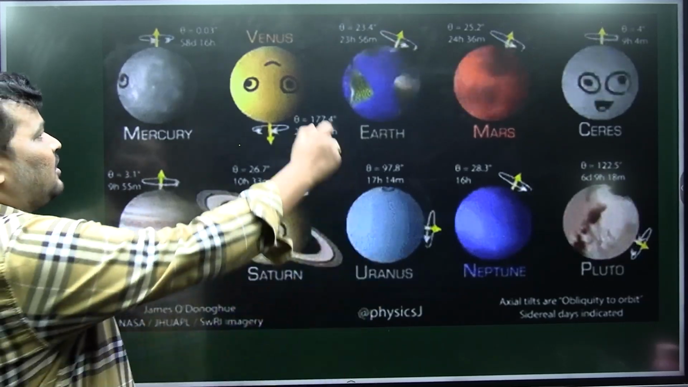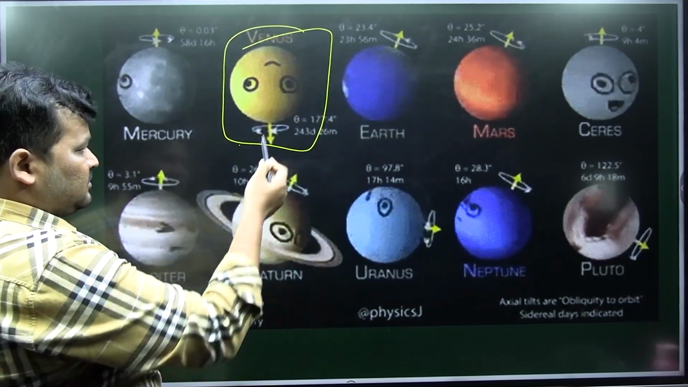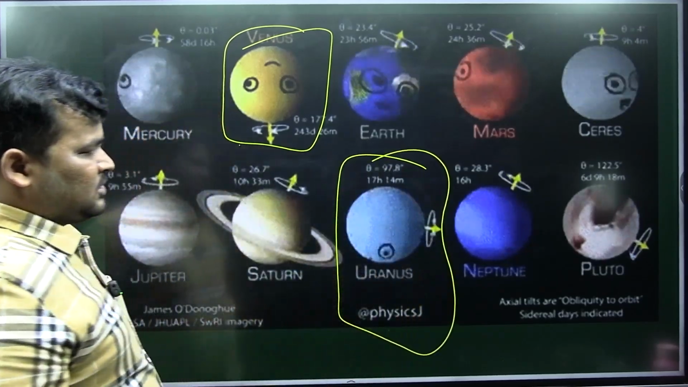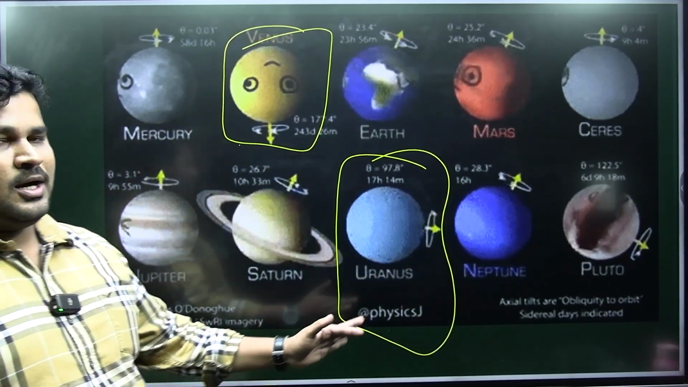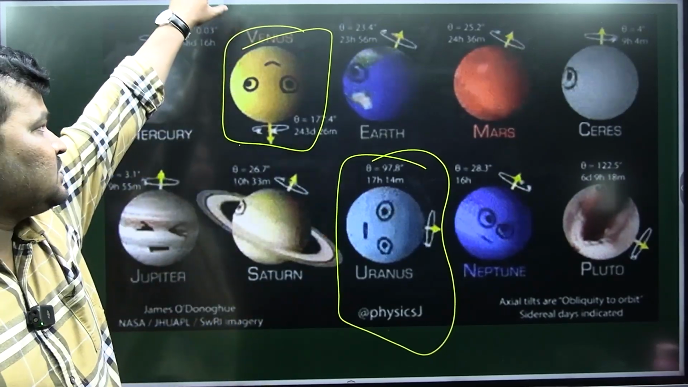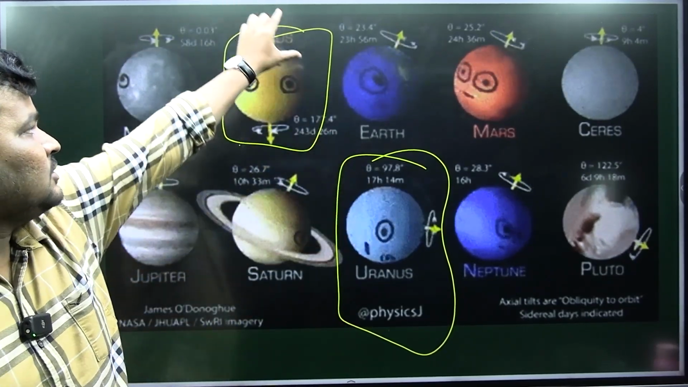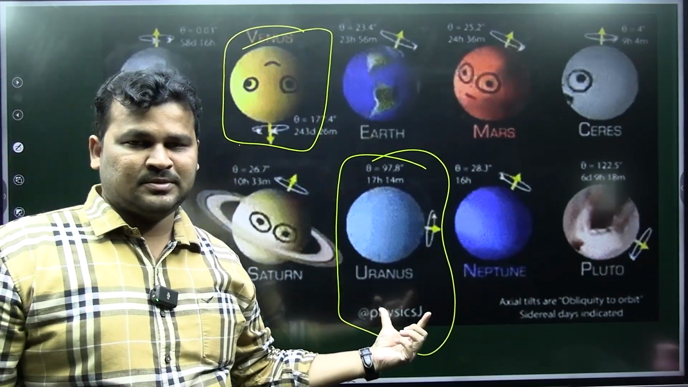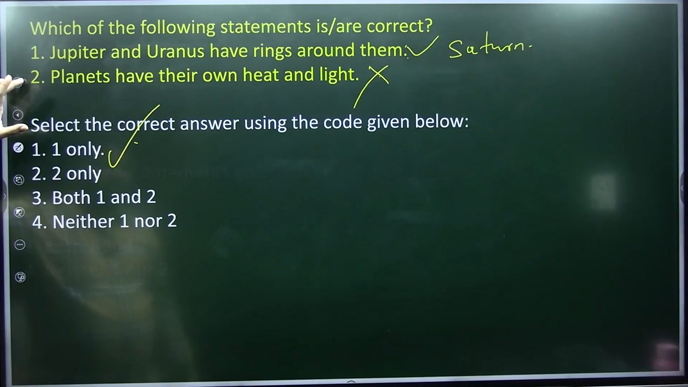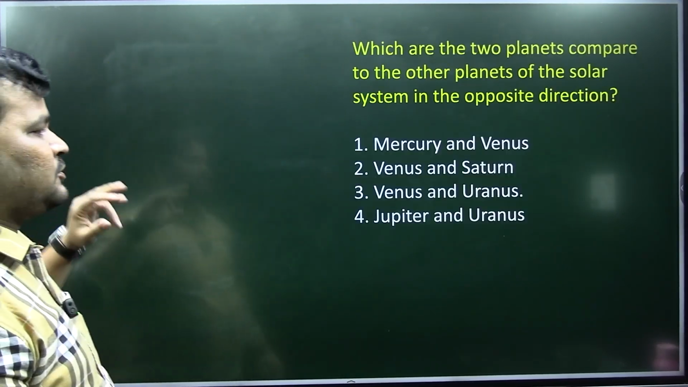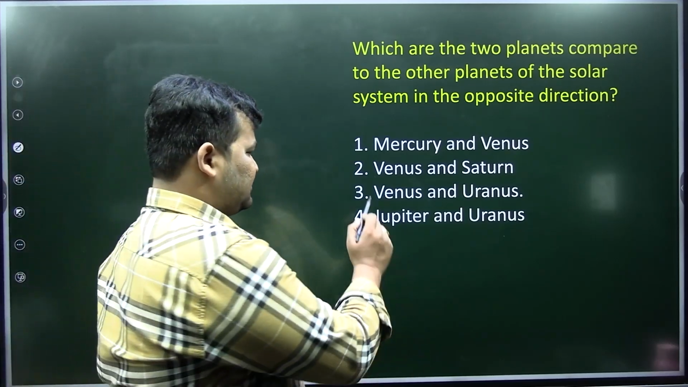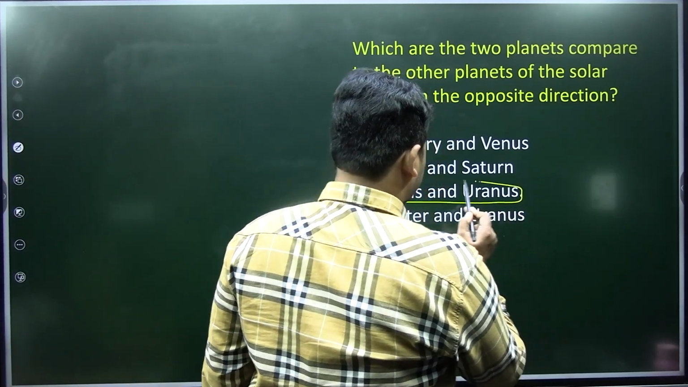Exactly. Venus and Uranus are opposite to the other planets in the solar system. So the final answer is Venus and Uranus. So let's find the answer. What is the answer? Venus and Uranus. So the answer is 3.